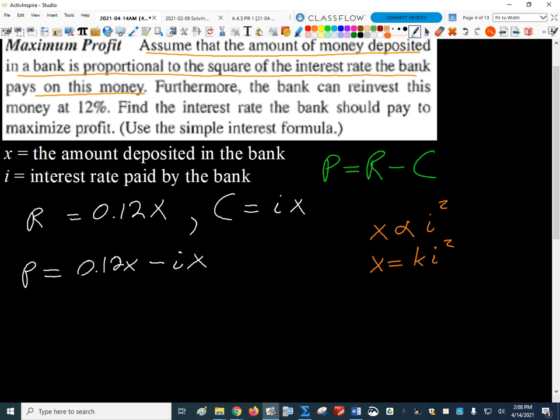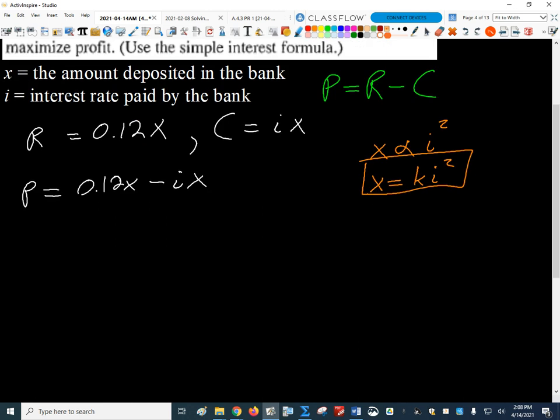So we can make that substitution. It's already solved for X, so I'm going to make that substitution up here in my profit equation. Notice in my profit equation, I could have factored out an X and written that as 0.12 minus I times X. And I'll make that substitution, and I get 0.12 minus I times K I squared.